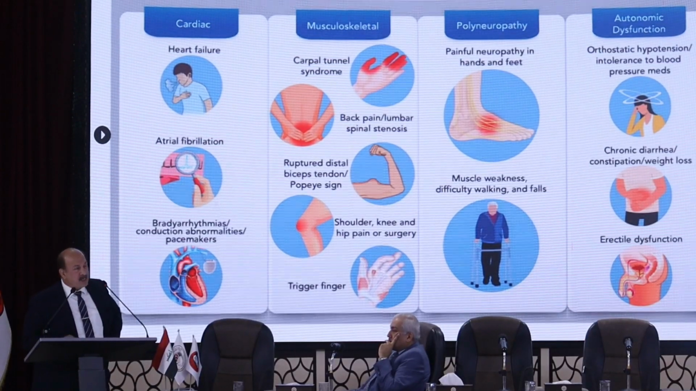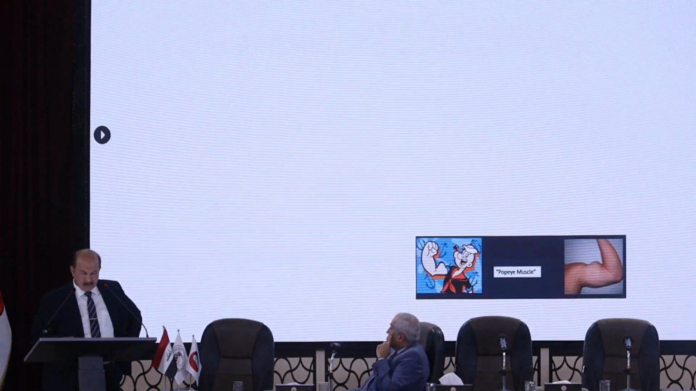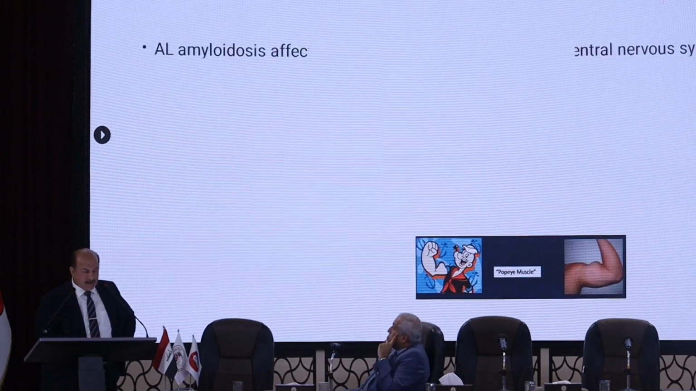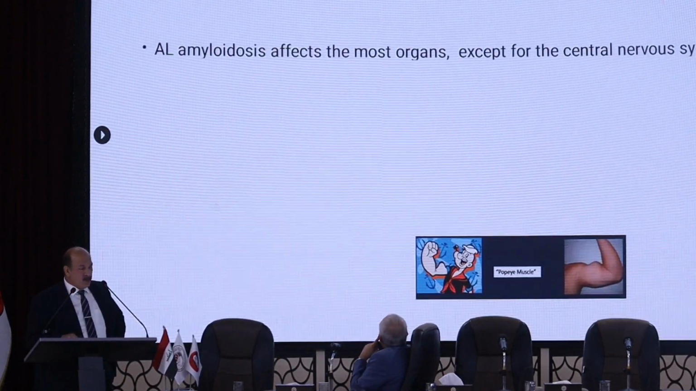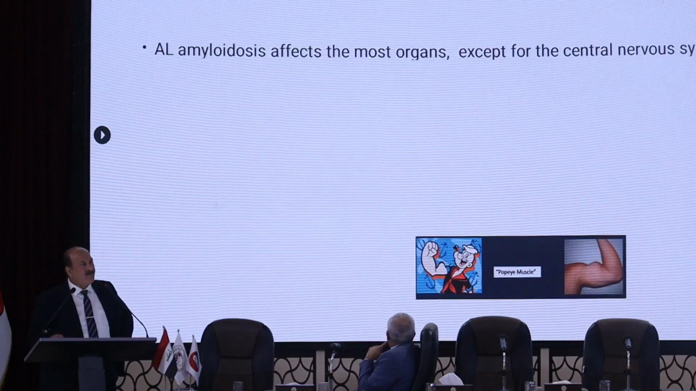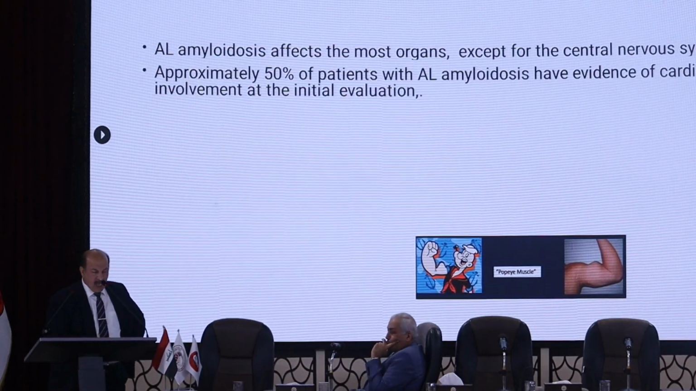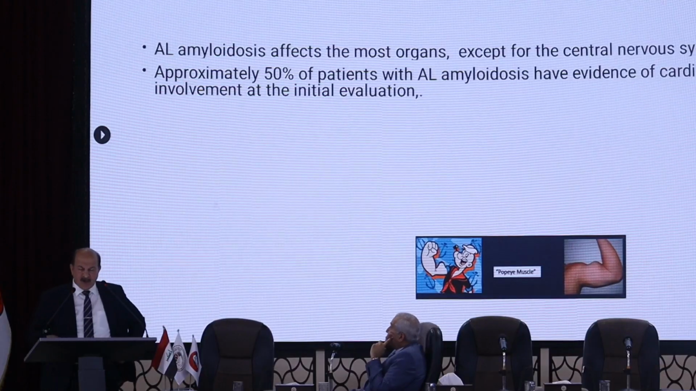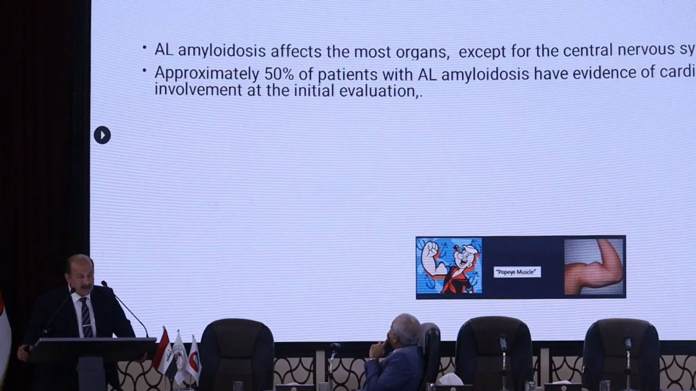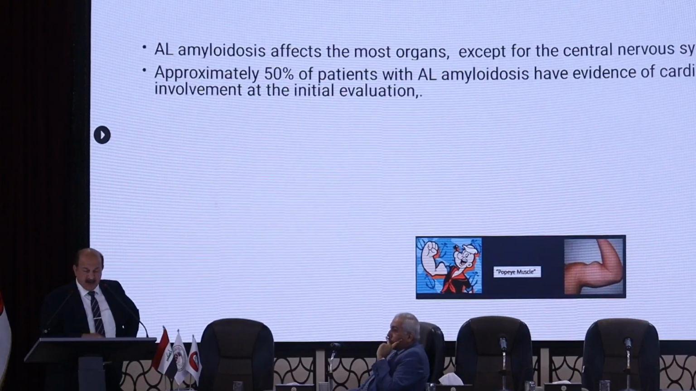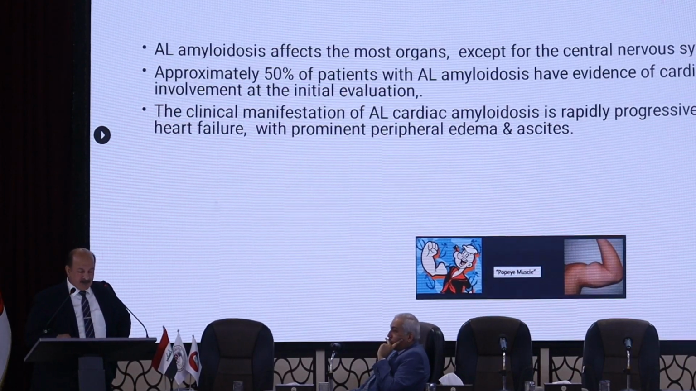The other presentation is erectile dysfunction. Now we come to AL amyloidosis. As I mentioned initially, it is a problem with immunoglobulins. It involves any organ in the body except the central nervous system. Usually 50% of patients will have cardiac involvement, and when there is cardiac involvement, the patient presents with severe heart failure and dies within a very short period of time.